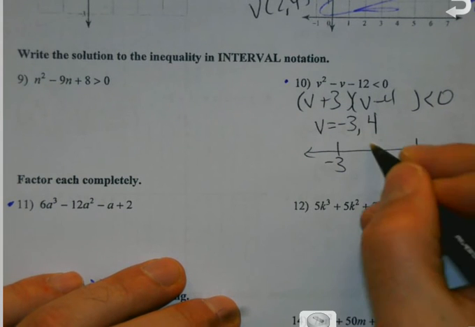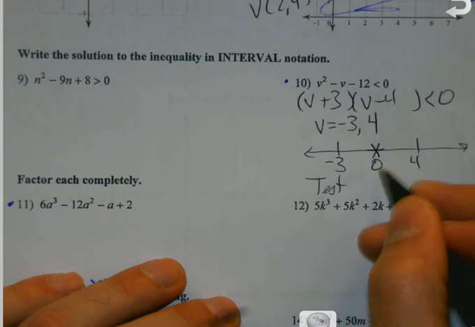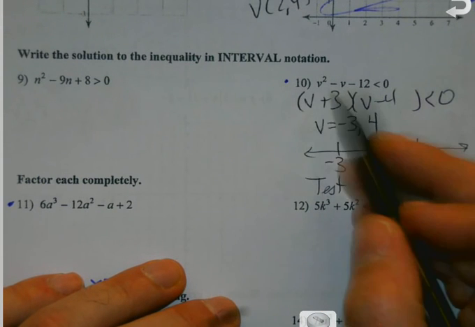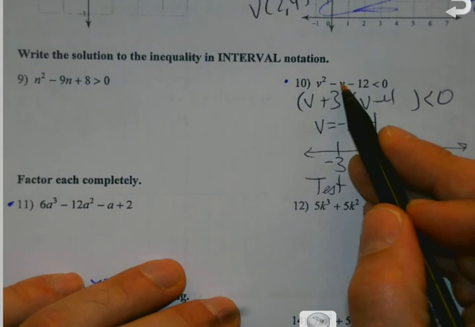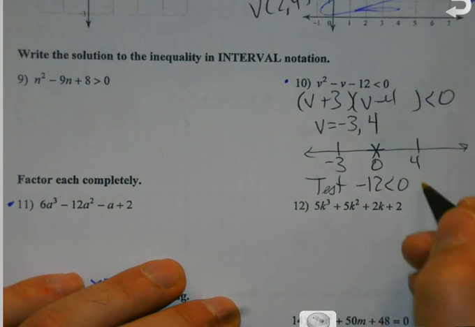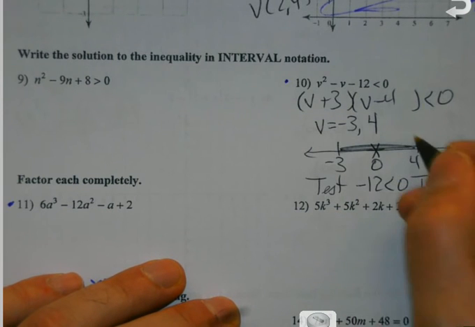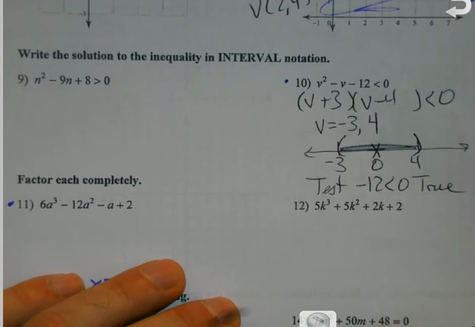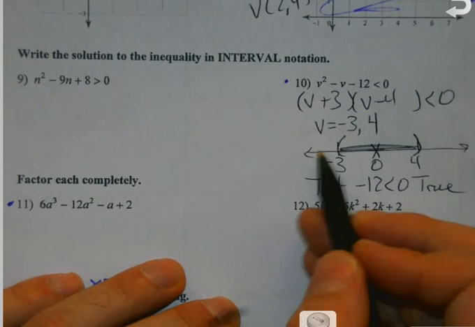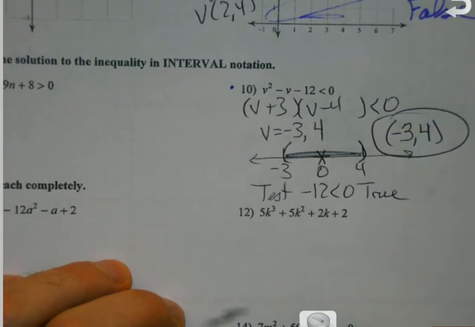Here, I'm going to test out a test point somewhere in the middle. So when I do my testing and plug in 0 for v, I get 0 minus 12. So is negative 12 less than 0? Last I checked, that's a true statement. So I'm going to be shading in that area, in the middle. If it would have been false, it would have been on the outsides. But remember, it says in interval notation, so we just go left to right.